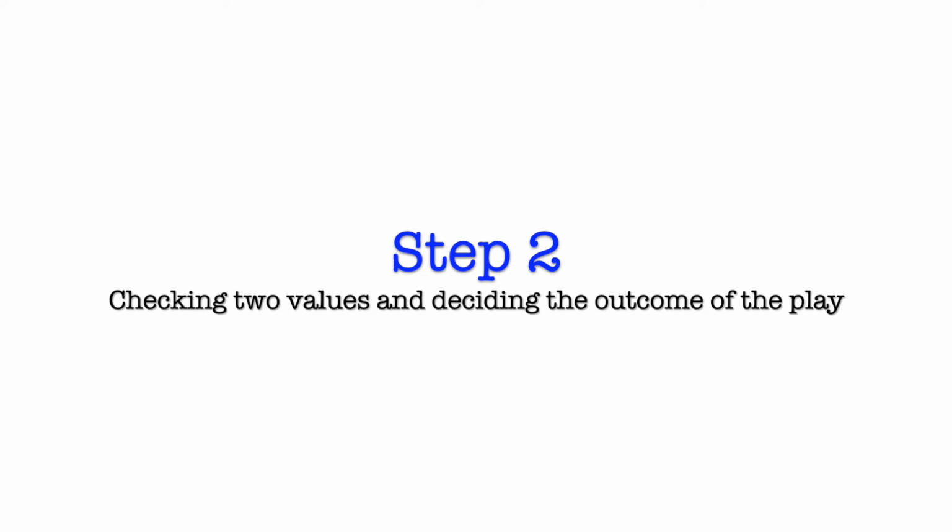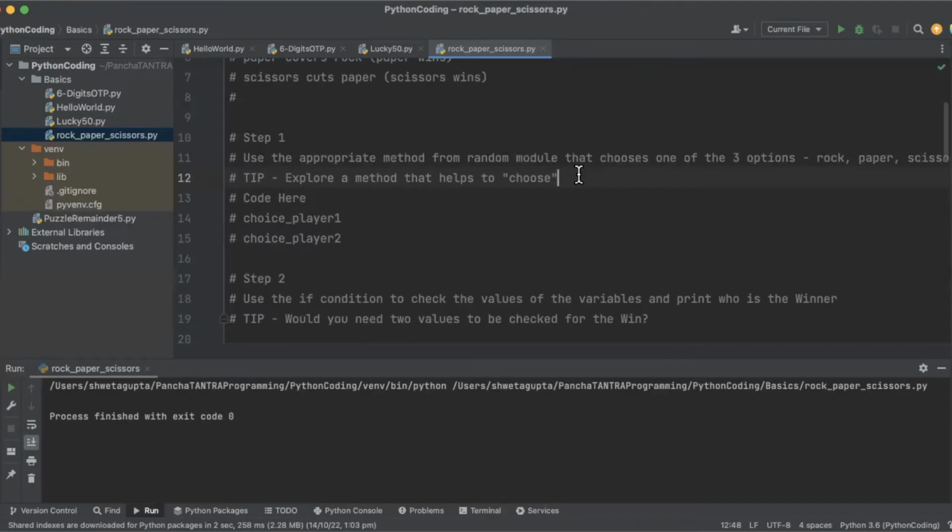Let's also look at step two. Once the two players have made their choices, now the code has to declare which is the winner choice or if it is a draw. What kicks in is your if-else conditions, right? So you need to check the values of the variable. Just go through the logic and see when would it be a draw, when would it be a win, and for a win do you need to check one condition or you need to check two conditions, things like this. Think through this logic a little bit.